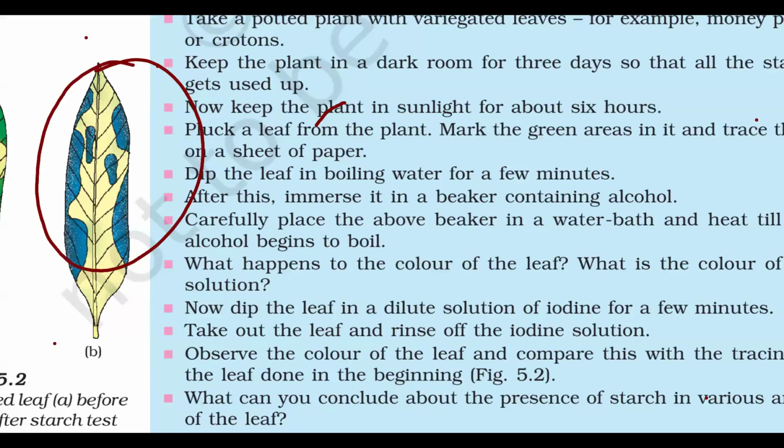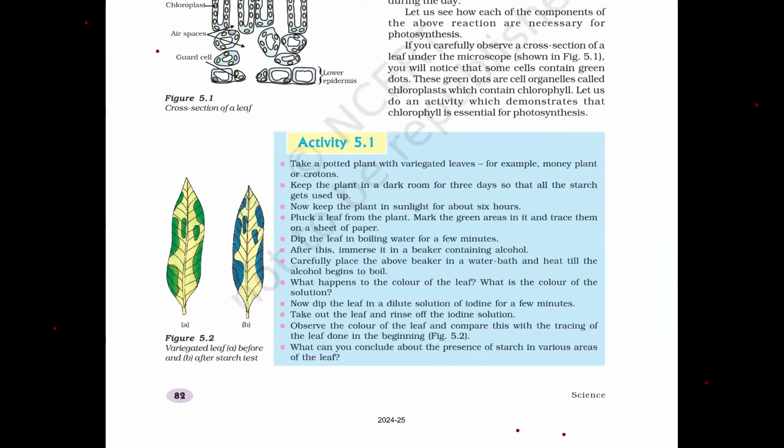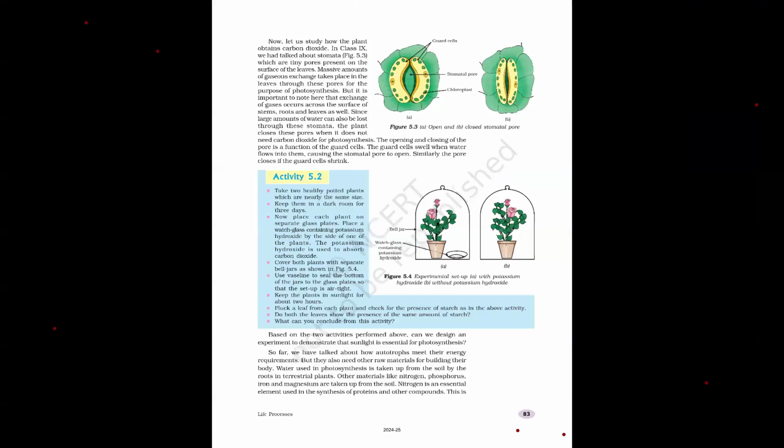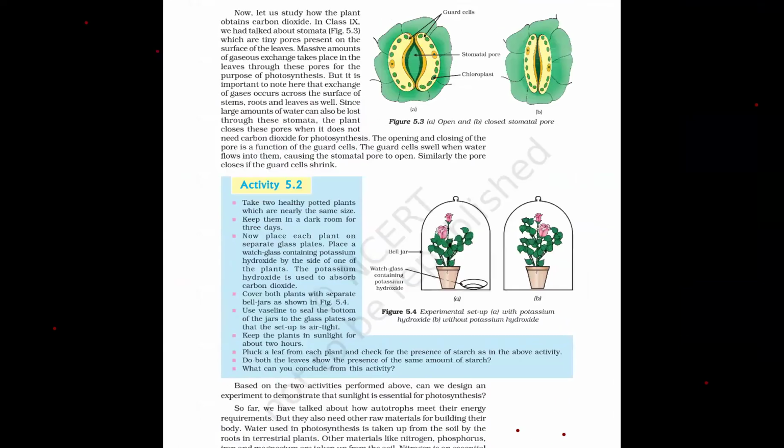Where this starch was present in the leaf, the blue color is showing. It is depicting the presence of what? Starch. These areas which are green in color at the center are not having starch, that's why they are colorless. So this is a simple activity to show the presence of starch after photosynthesis, that plants do photosynthesis and store it in the form of starch in the leaves. I hope this is clear to you. Sometimes some twisted activity based questions are asked, that's why I've discussed this activity.